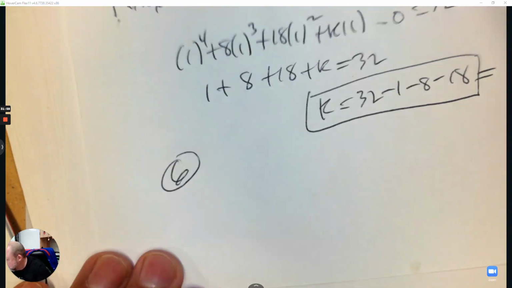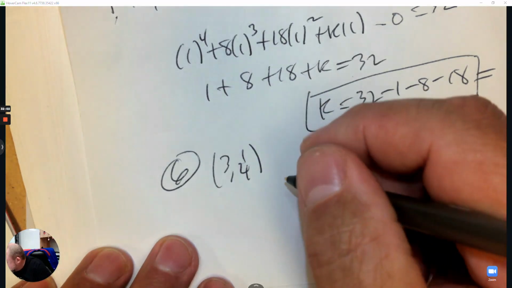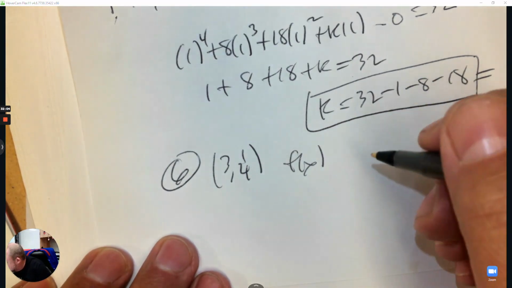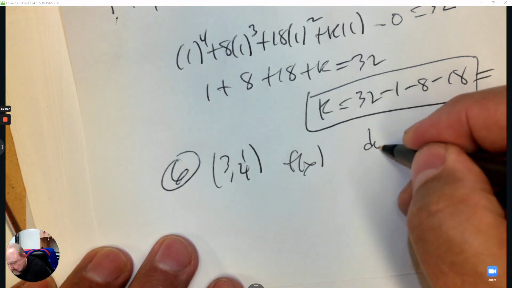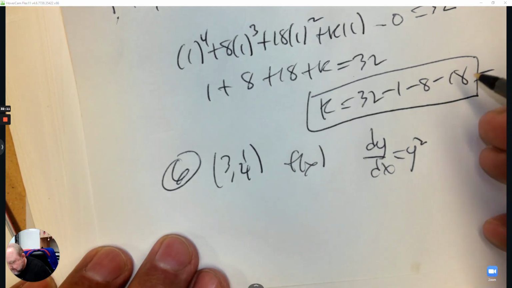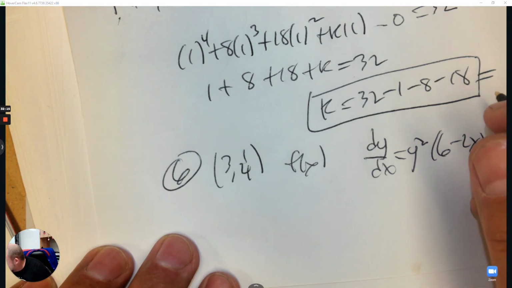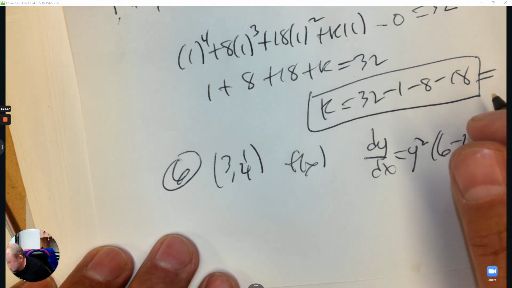All right, number 6, last one. We got this. We have a point 3, 1/4 on the graph of f at x. The slope at each point, the derivative, is that. Well, it feels like a diffie q. Let's see if that's true. And it says, first of all, take the derivative of that.